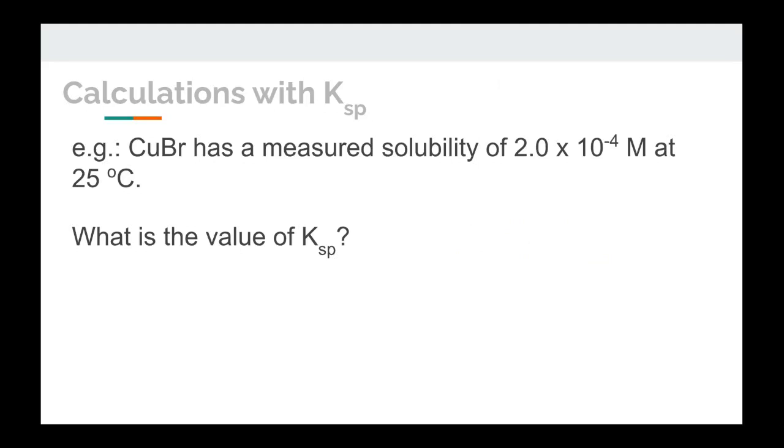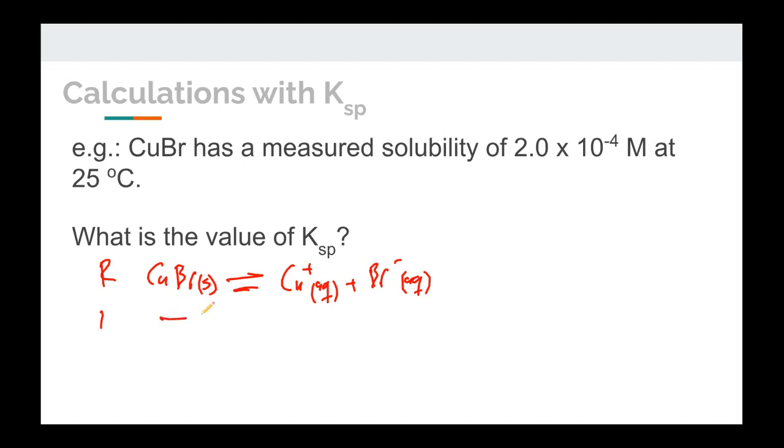Let's find a value of Ksp. CuBr, copper(I) bromide, has a measured solubility of 2 times 10 to the minus 4th moles per liter at 25 degrees C. The question is, what's the value of Ksp? We can set this up in an ICE chart, first of all. Here's the reaction. CuBr solid is going to reach dynamic equilibrium with copper(I) ions and bromide ions in solution.